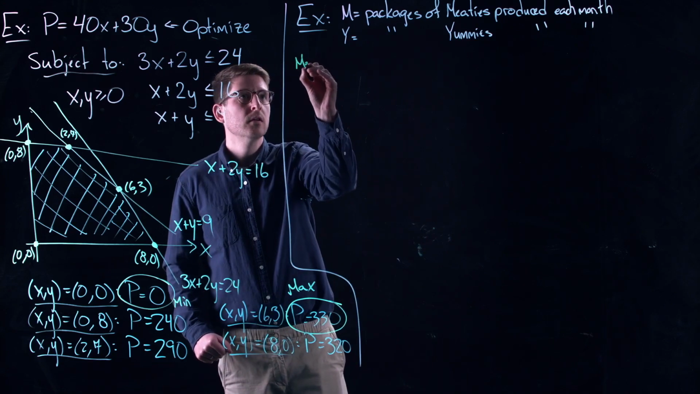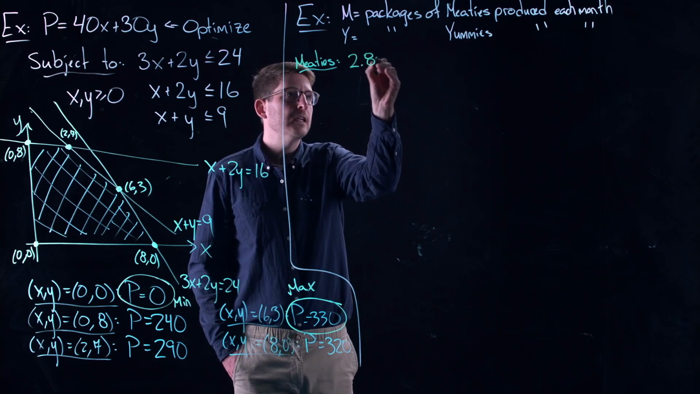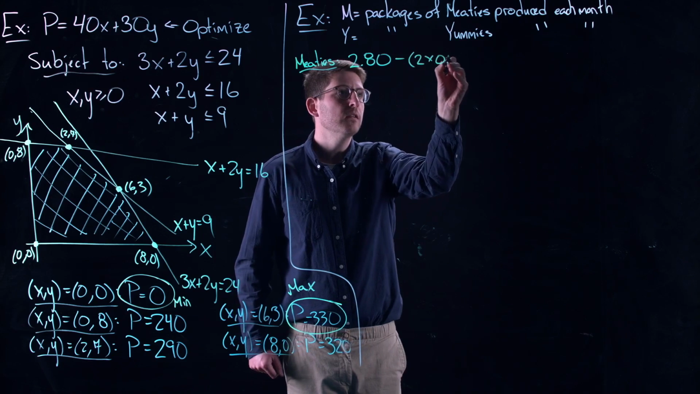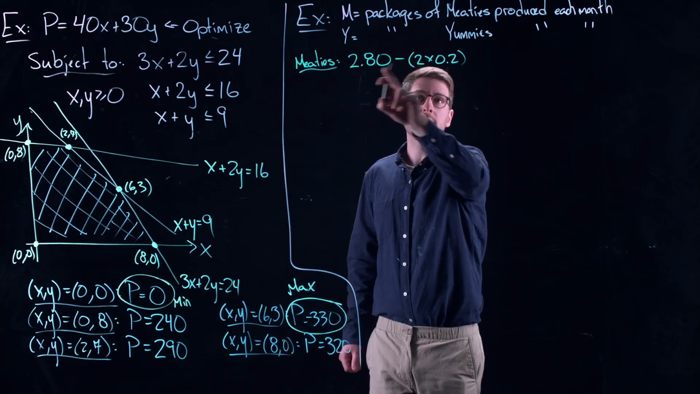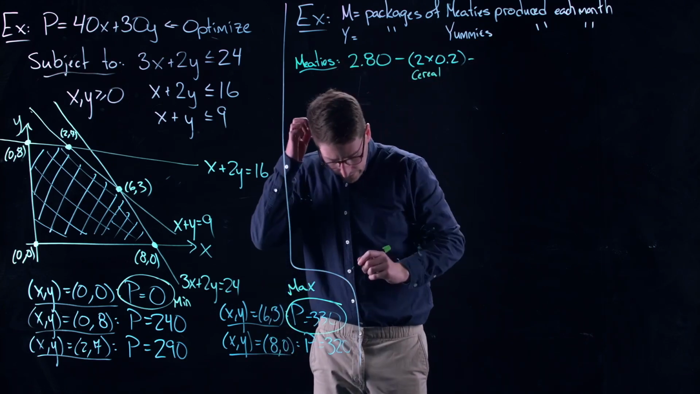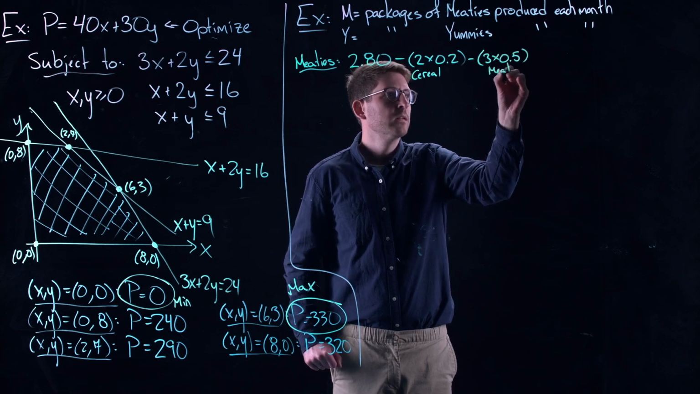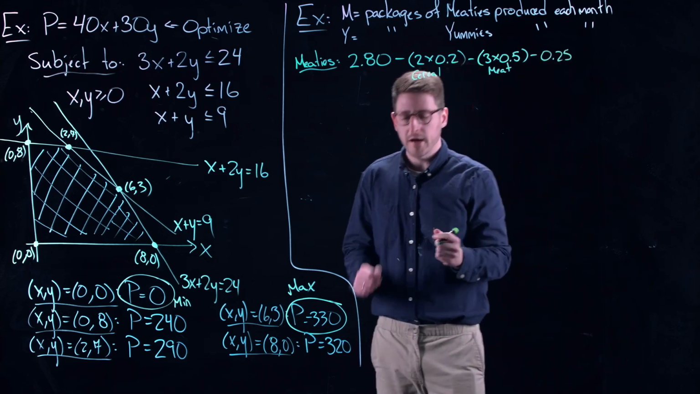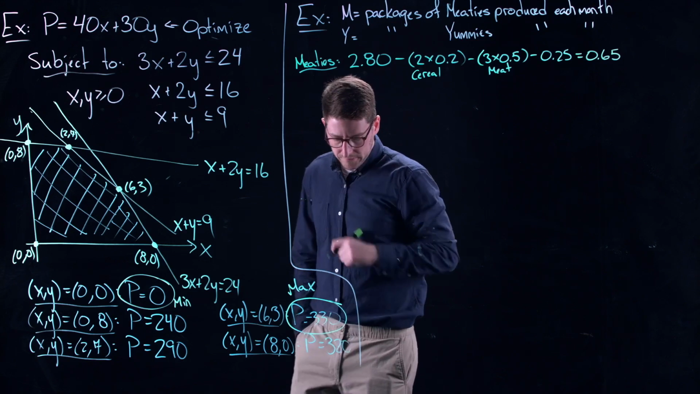So for Meaties, the cost per package here. I sell it for $2.80 per package. But cereal costs me 20 cents a pound, and I have 2 pounds of cereal in there. So from the $2.80, I'm subtracting 40 cents for the cereal. Similarly, I have 3 pounds of meat at 50 cents. So this is meat. And to blend this, it costs me 25 cents right off the bat, blending and packaging. So on a single package of Meaties, I can make 65 cents.